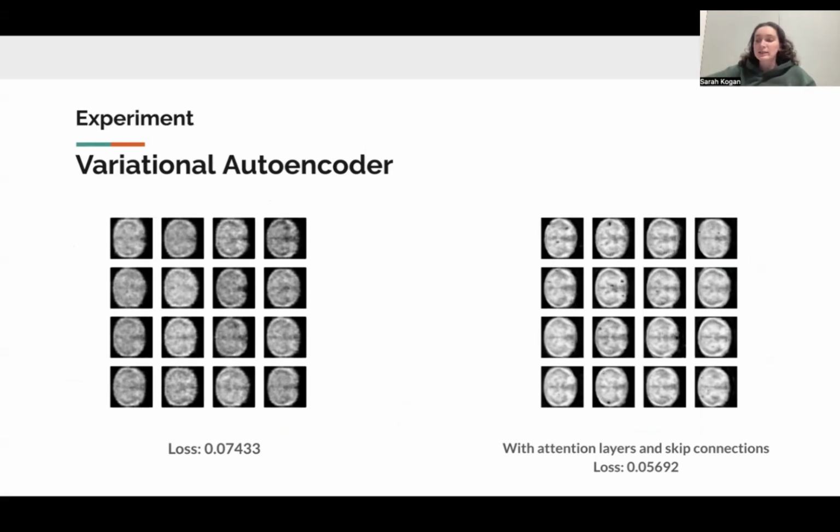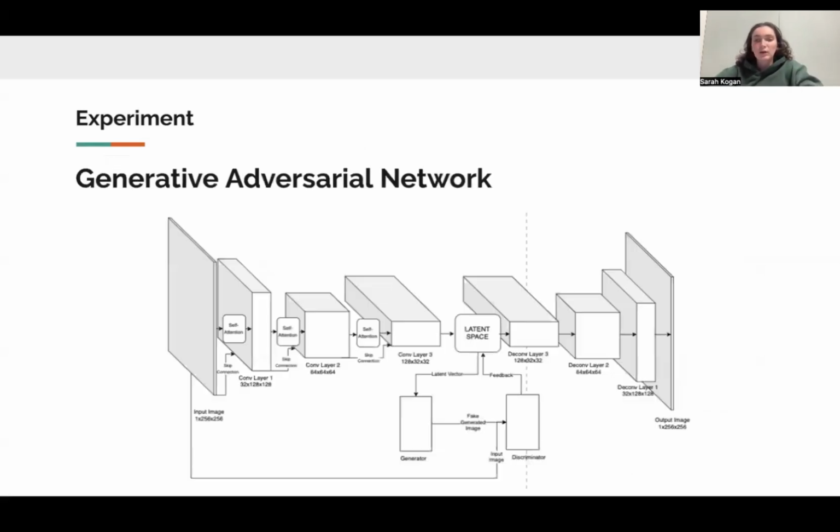So after that, I added attention layers and skip connections, which improved the quality a little bit, but still not exactly what we were looking for. And it's definitely hard to distinguish the different structures in the MRI. So that's where the GAN comes in. In the GAN, we decided to use it to improve image quality.